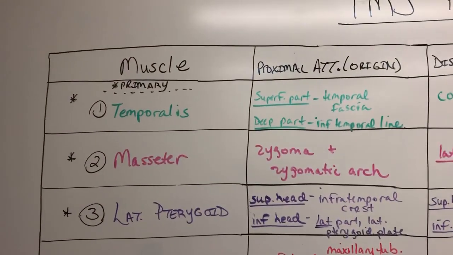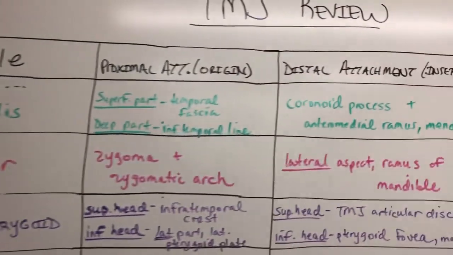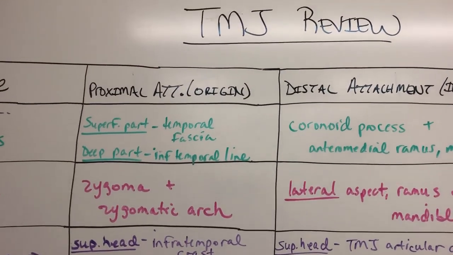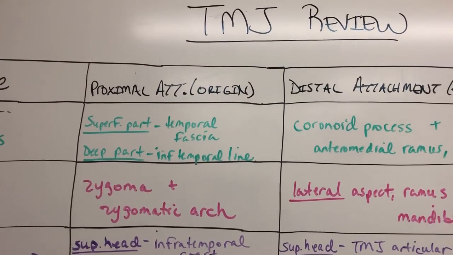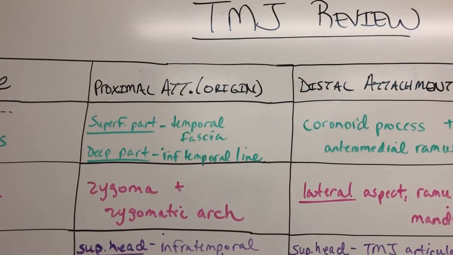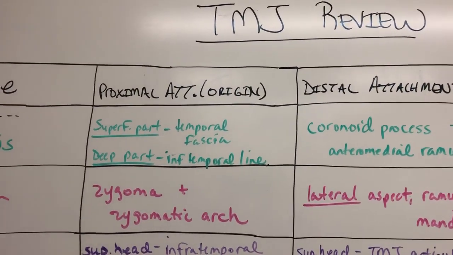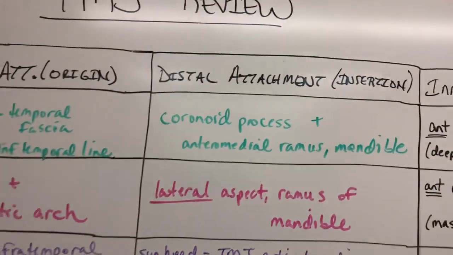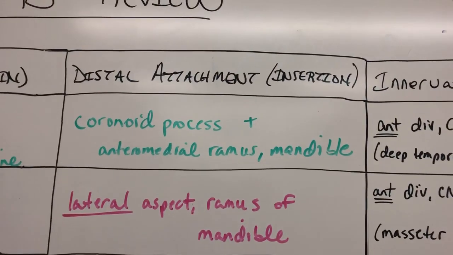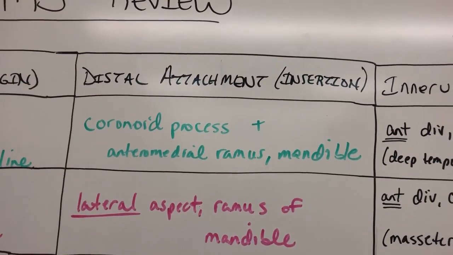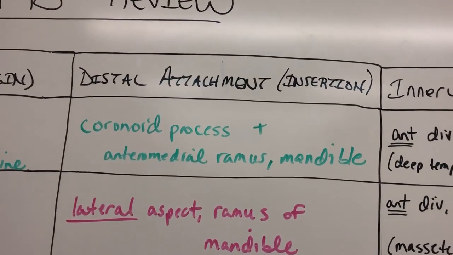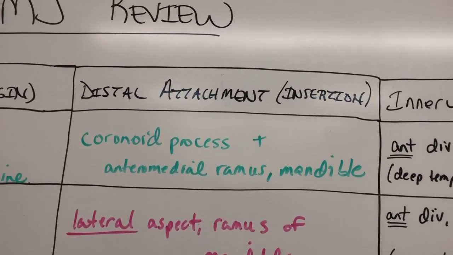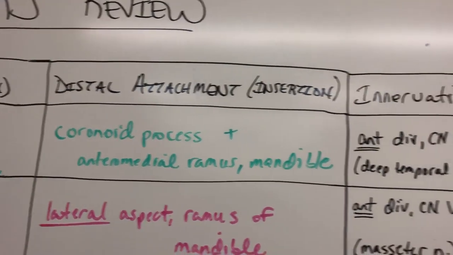The temporalis muscle has two proximal attachments: one superficial part on the temporal fascia that covers its superficial surface. That comes from the superior temporal line, although the muscle itself is not attached to that line. The deep part attaches to the inferior temporal line. This muscle then inserts on the coronoid process and the anteromedial aspect of the ramus of the mandible. If you're ever asked, they'll ask you the coronoid process, not to be confused with the condylar process, which is the articular part of the TMJ.